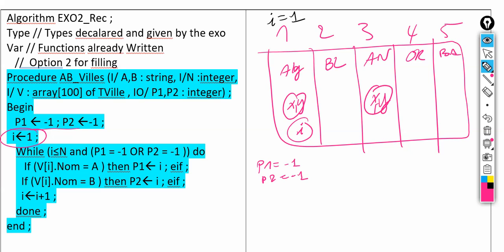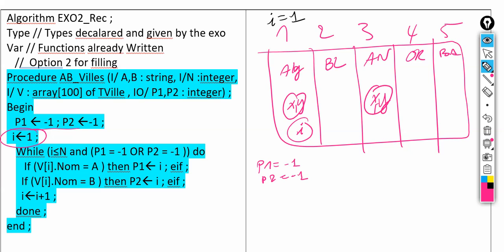So when you enter the loop, what do you do? You check if Vi, what's Vi? Vi is V1. V1 is the first town. If V1.name is equal to A, is it equal to A? A, we said it's Annaba. No. So I'm not going to do that. So go back to the next instruction. If V1.name is equal to B, B, we said it's Alger.